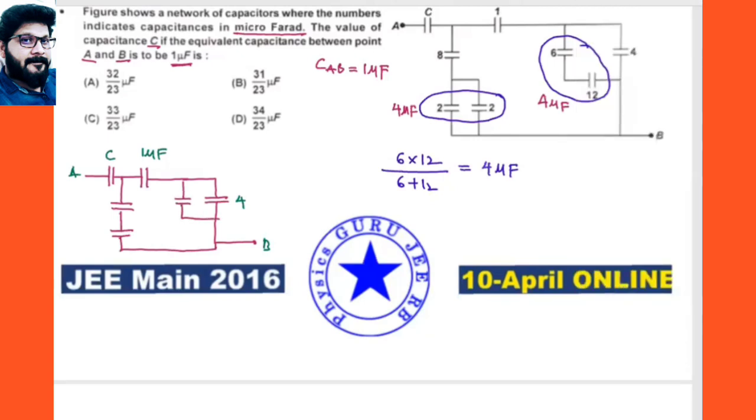Already we got the effective. Fine. So we got here 4 microfarads. This is nothing but 8. This is nothing but 4. Hope this is clear, right?